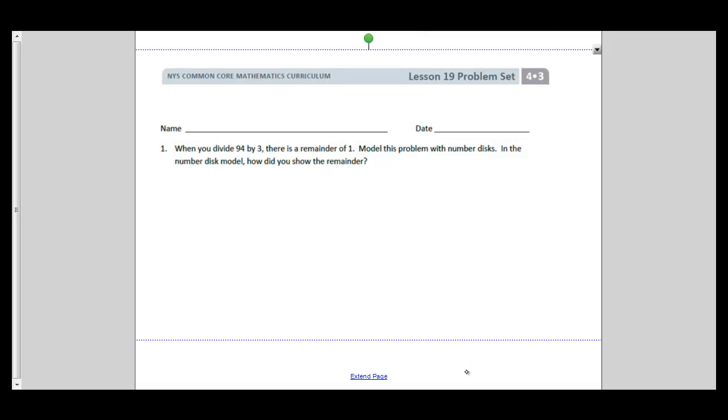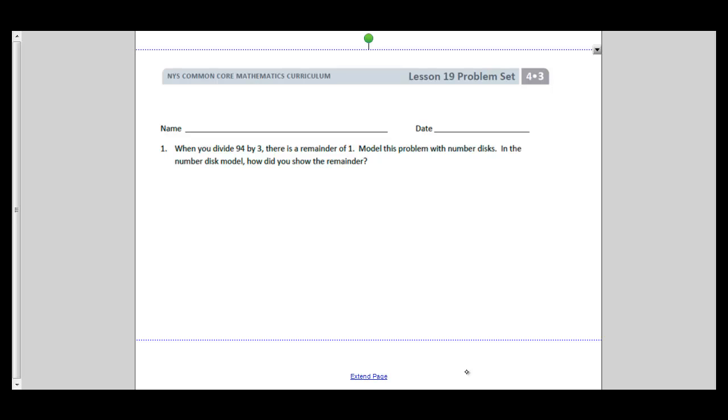Okay, now we're going to go ahead and get to our problem set today. And remember, we're talking about remainders. So I want you to write your name at the top, and let's take a look at question number 1. When you divide 94 by 3, there's a remainder of 1. Model this problem with number disks. In the number disk model, how did you show the remainder?